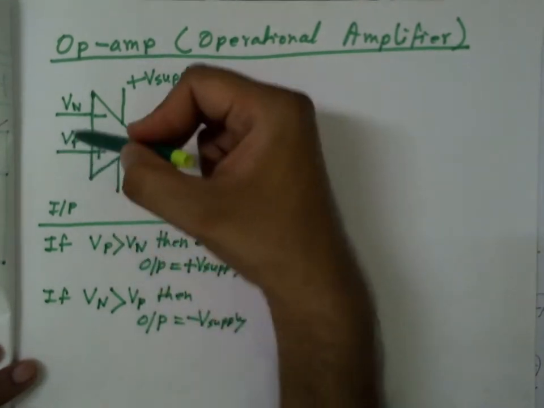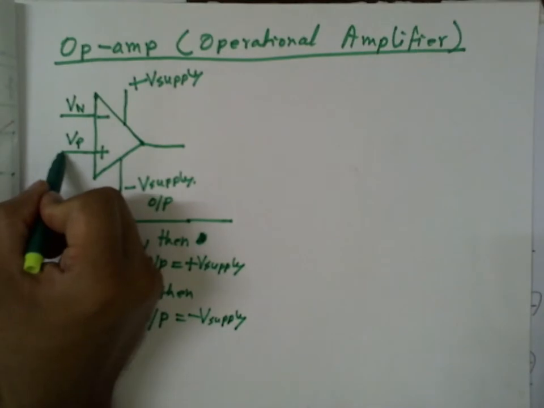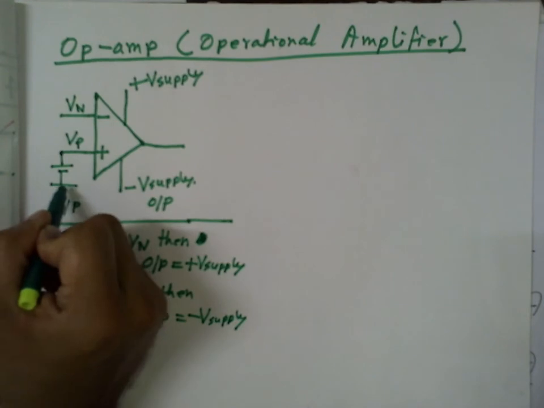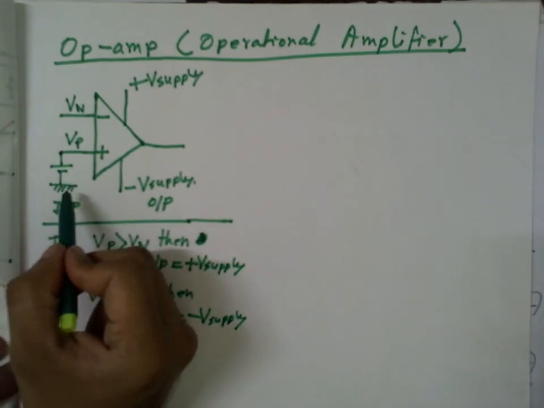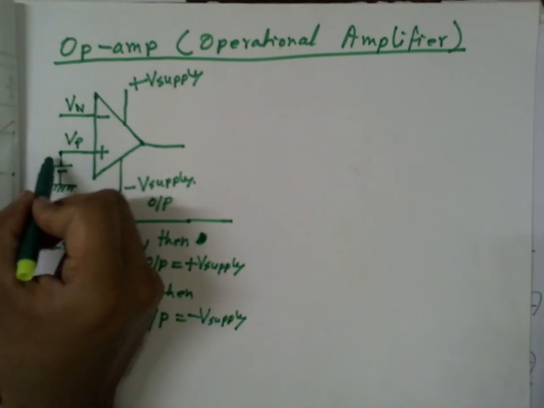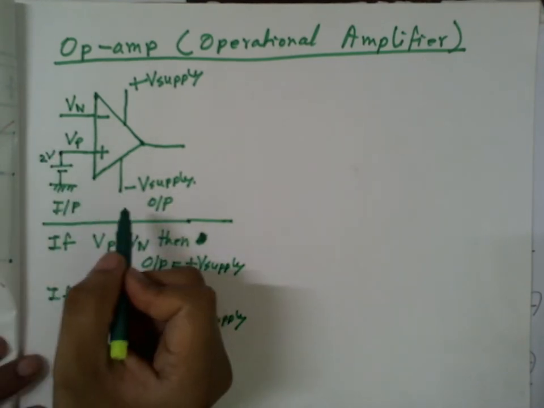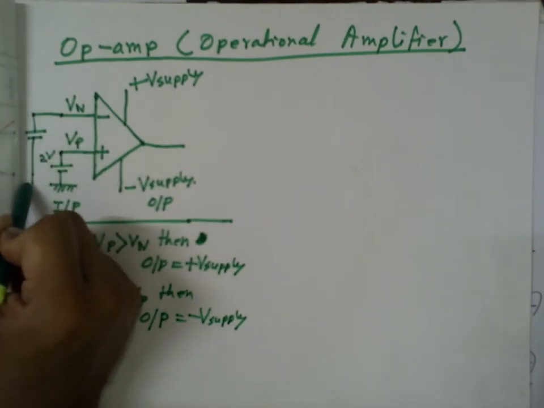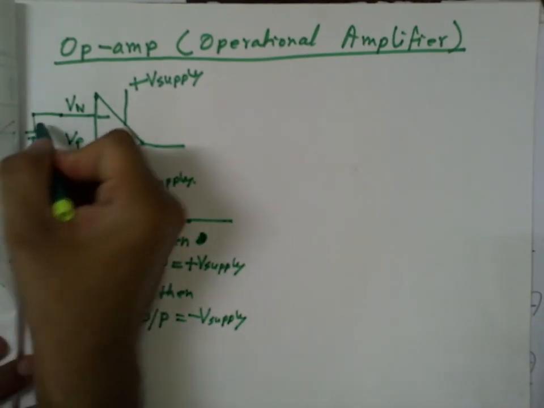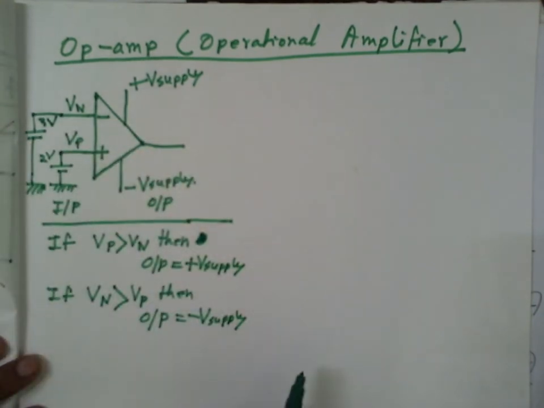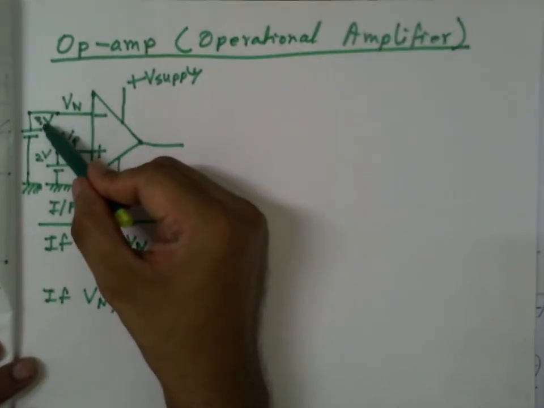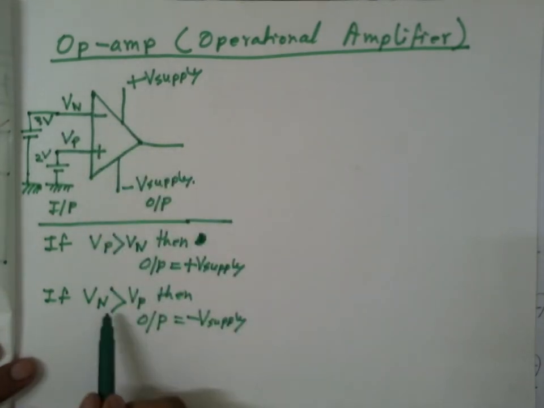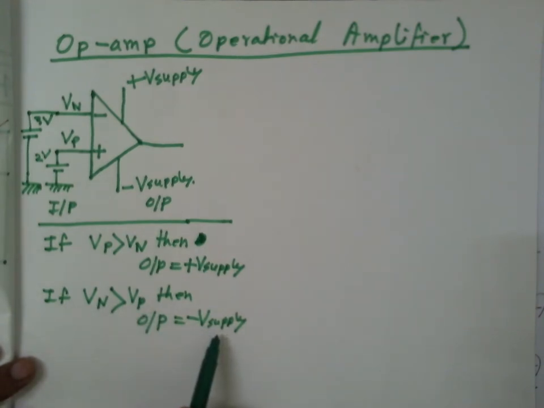Say I connect a battery, the other end is grounded, and this side is 2 volt. I connect a different battery, the other end is grounded, and this side is at 3 volt. So 3 volt is higher than 2 volt. That means Vn is higher than Vp, and when Vn is higher than Vp, the output should be minus V supply.